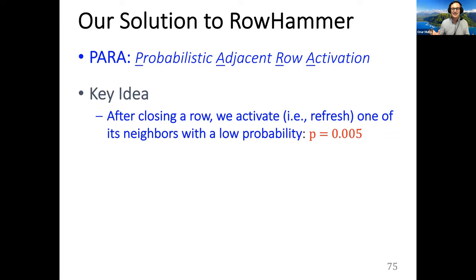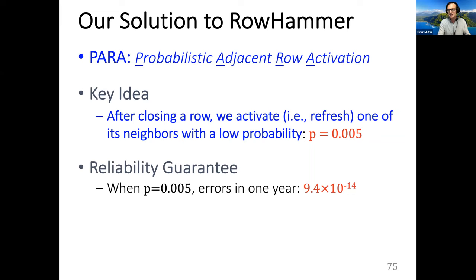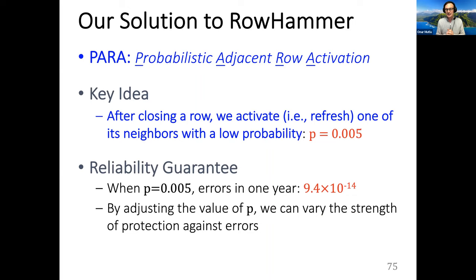Today, this idea has more overhead than what we showed initially. So after you close a row in the memory controller, the memory controller activates, in other words, refreshes one or both of its neighbors with very low probability. The probability can be 5 out of 1,000 times. And if you do that, you get a very good reliability guarantee, basically. That's much better than hard disks, essentially, for example. And if you're not comfortable with that, you increase the value of P, basically.